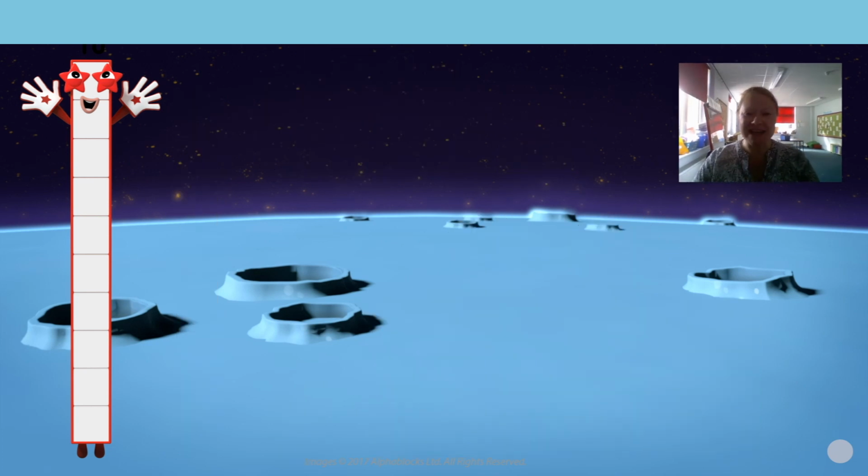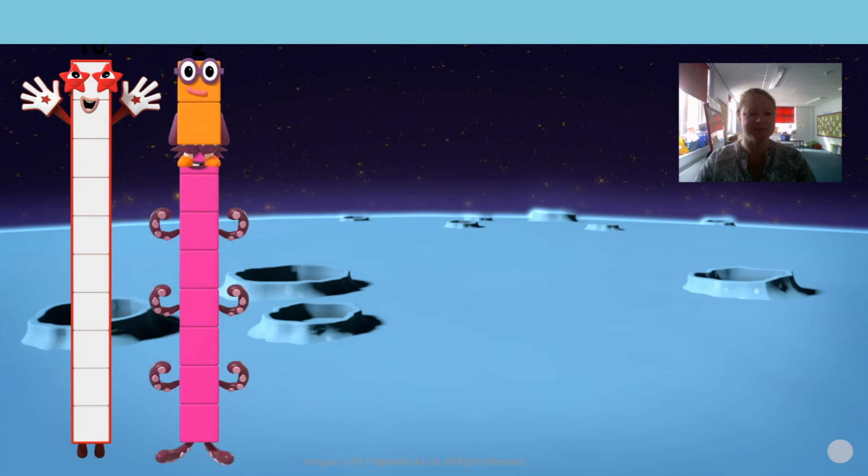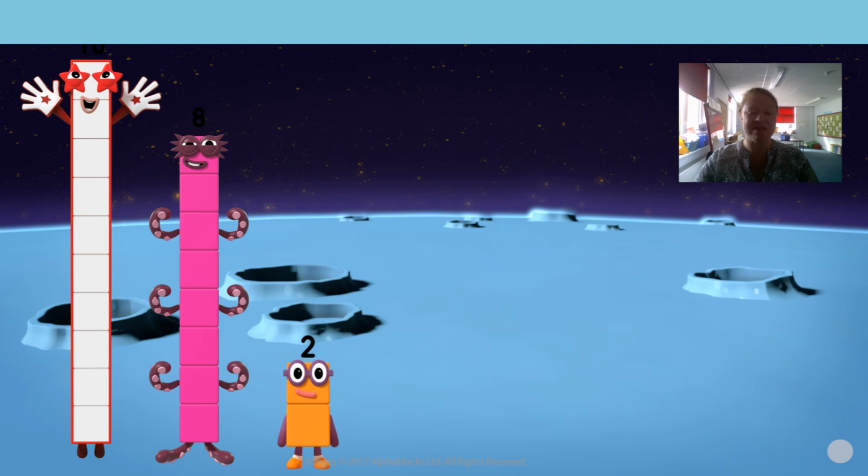So we've got number 10 again here. There he is. And we're going to see what blocks are going to come and help us this time. There we go. We've got 2 blocks that are equal to 10 there. Again, shall we see what happens when he jumps down? There we go. Number 2 has jumped down and they've left us there with number block 8. So we know that 10 is equal to 8 and 2, or 2 and 8.